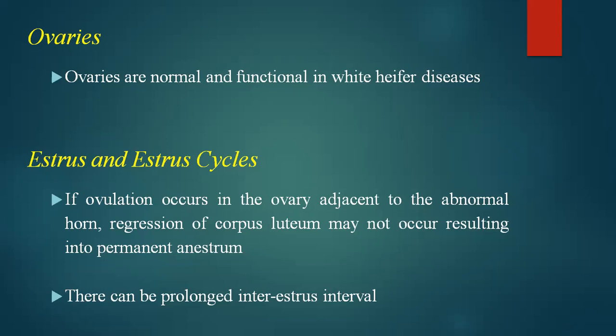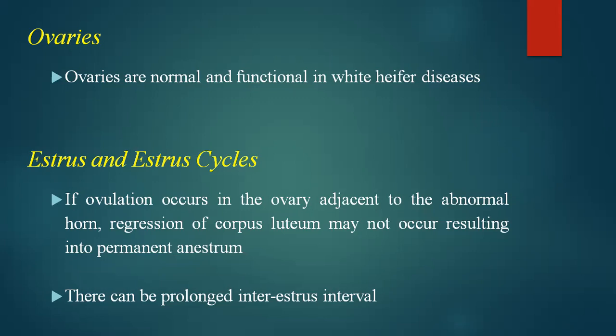Why does this happen? Because as you know, luteal regression is caused by PGF2 alpha, prostaglandin F2 alpha, released from the uterine endometrium. And this PGF2 alpha reaches the ovary by means of utero-ovarian countercurrent mechanism. Since the horn is missing, the blood supply is not there, so no PGF2 alpha is released, or even if it is released, it cannot reach the ovary since there is no utero-ovarian countercurrent mechanism.